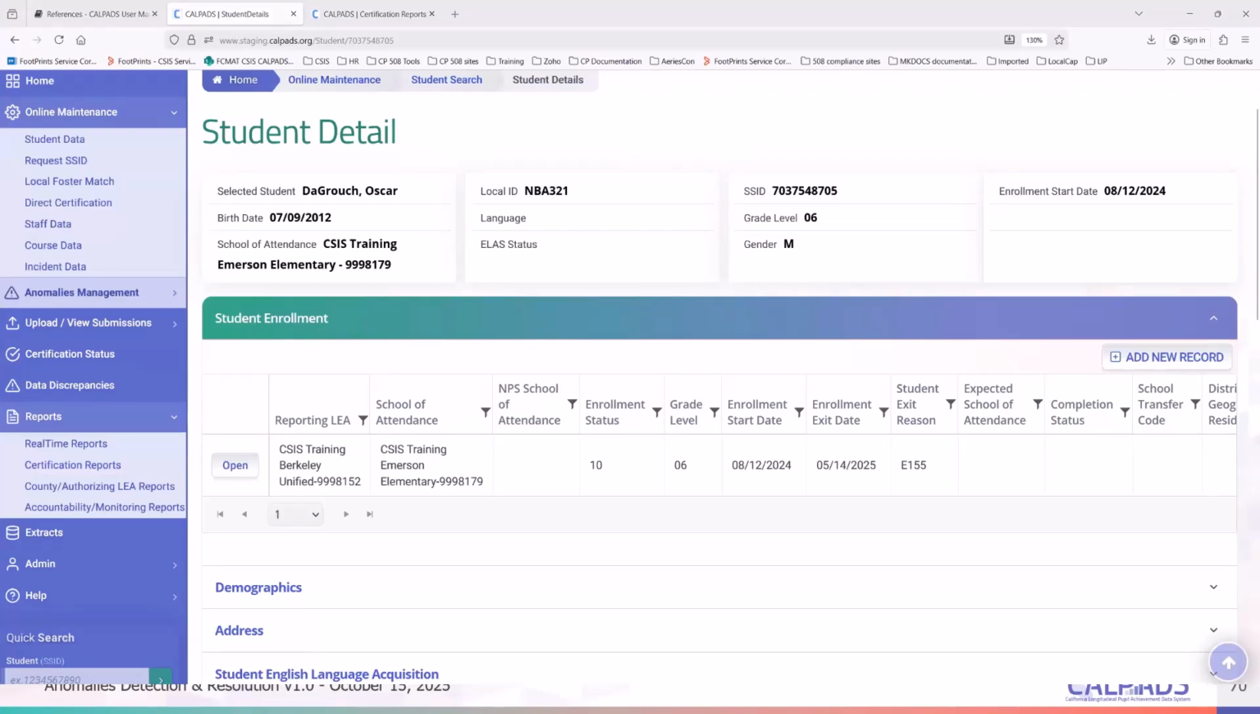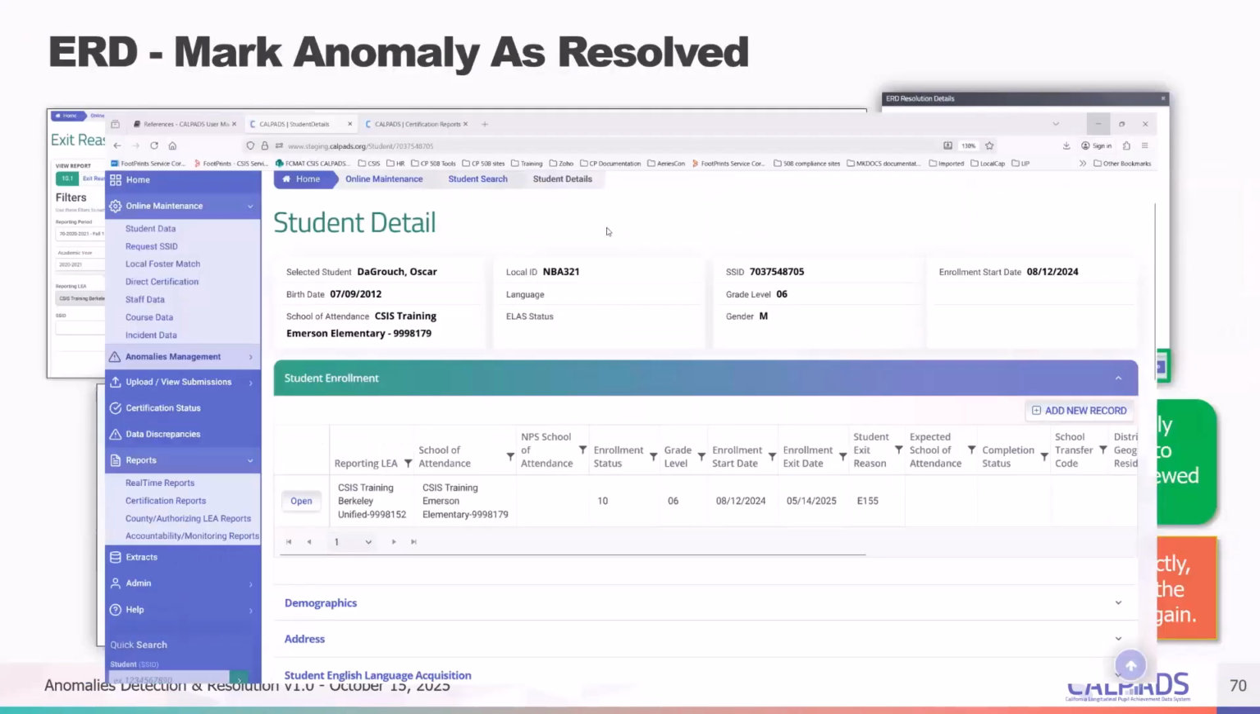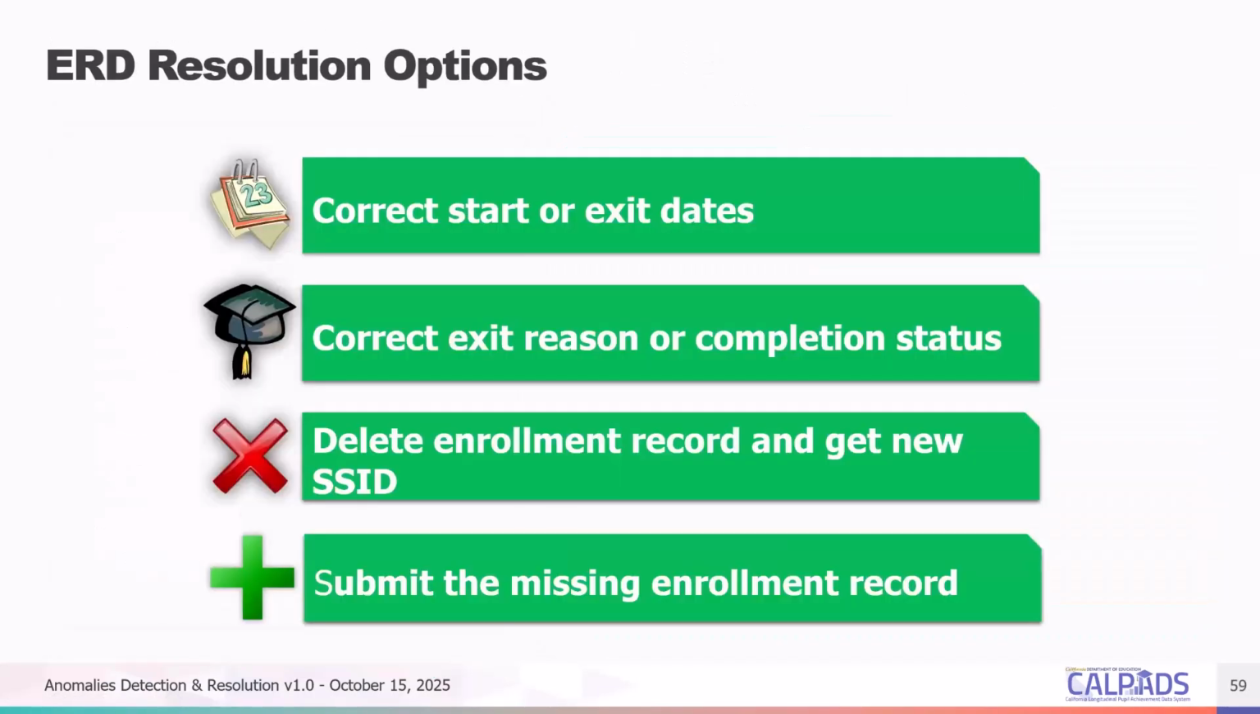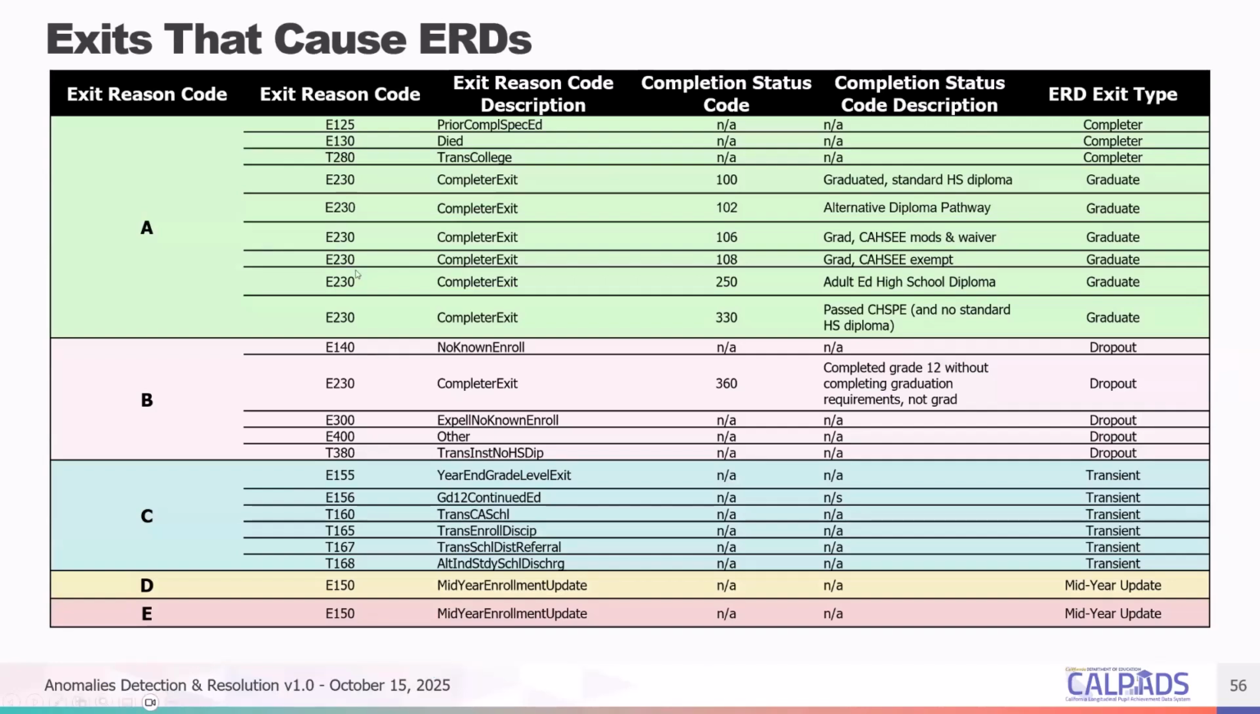All right, so that's for loss transfer C. Again, you have to rely on, let's just go back here. If you have questions on the type of exits that might cause it, so here it goes. If you have directly an E140, E230, 300, E400, T380, this will show up on the dropout reports. If it's just a loss transfer with any of this, it will show up on the dropout state view reports.